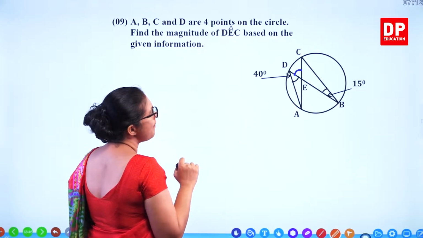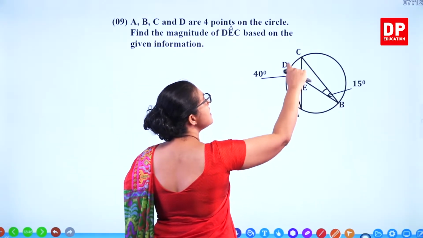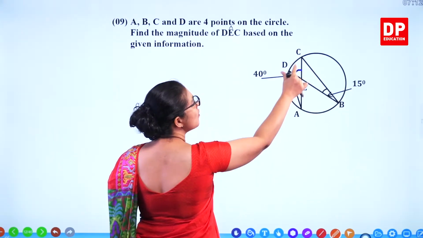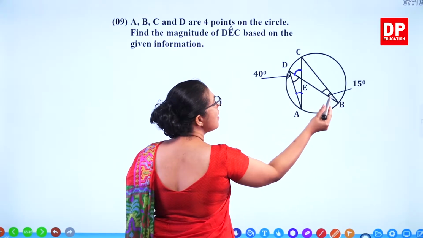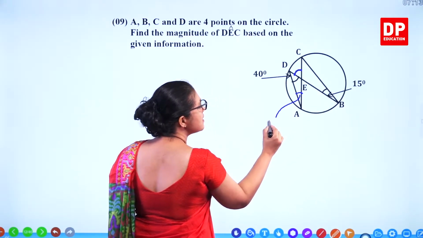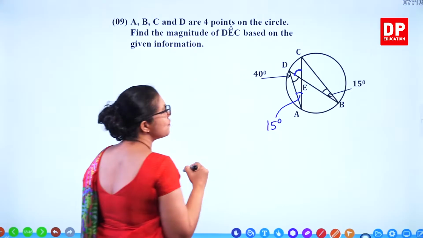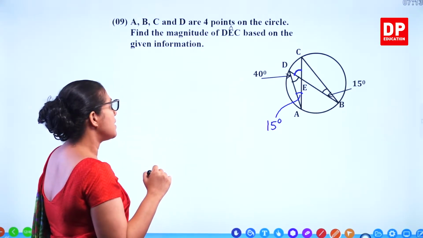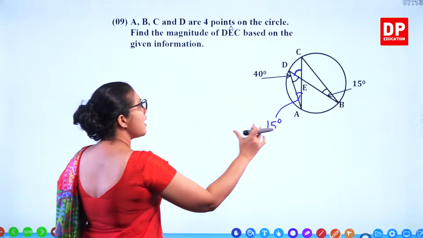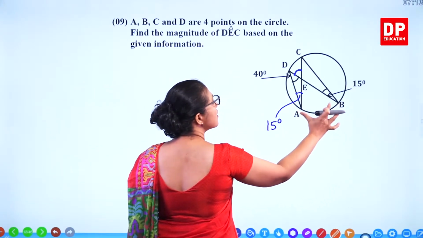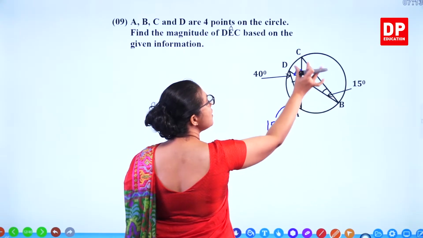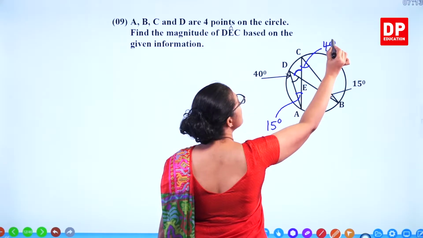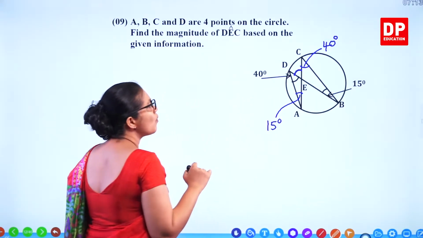So what can you say? If you take this CD, so this angle and this angle, what can you say? These two are equal. Same segment angle. So this is 15. And what else you can see? Again, this way, if AB is the arc, what can you say about these two angles? This is also 40. Same segment angles. These are equal.